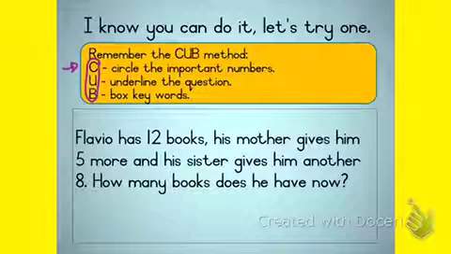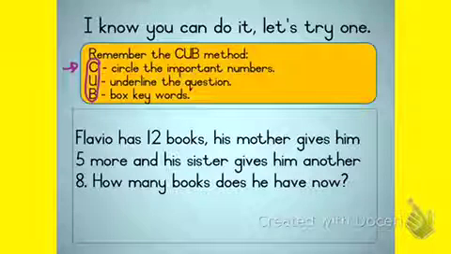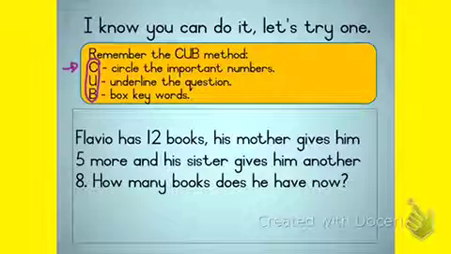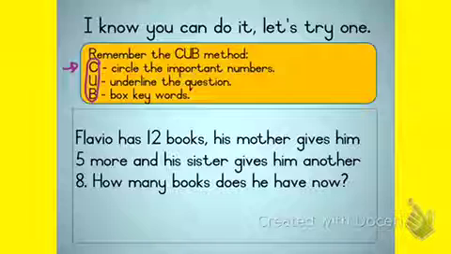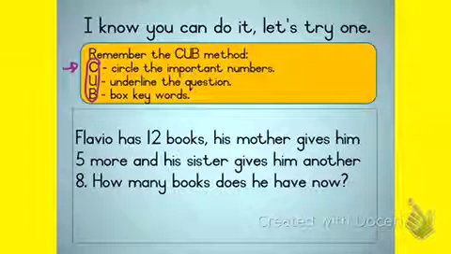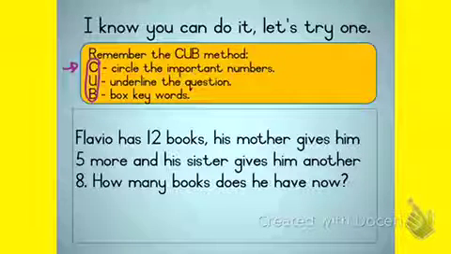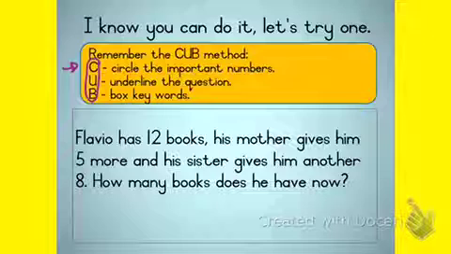Now while I'm reading it the 3rd time, I'm going to think about this cub method. Flavio has 12 books. There's the one number. His mother gives him 5 more. There's another number. His sister gives him another 8. There's another number. How many books does he have now?